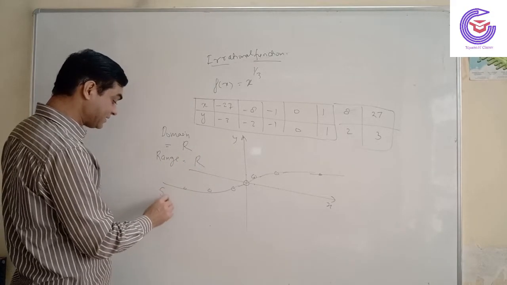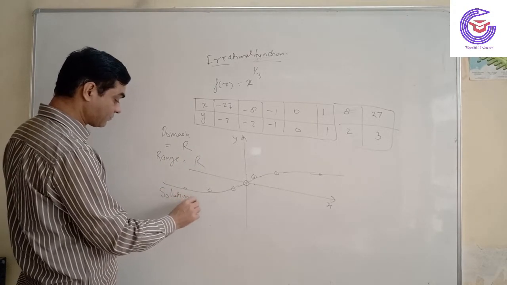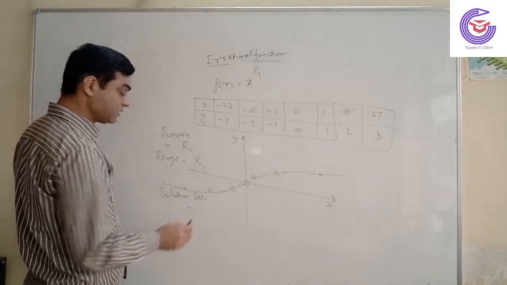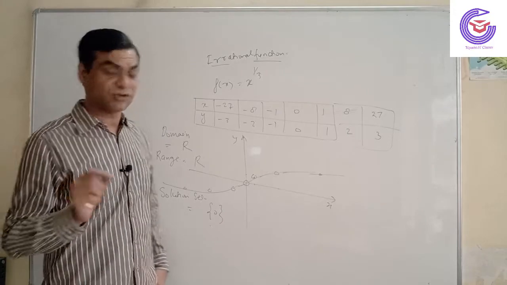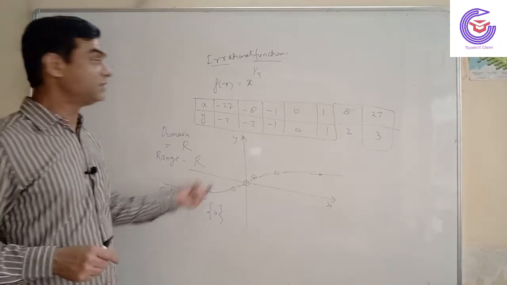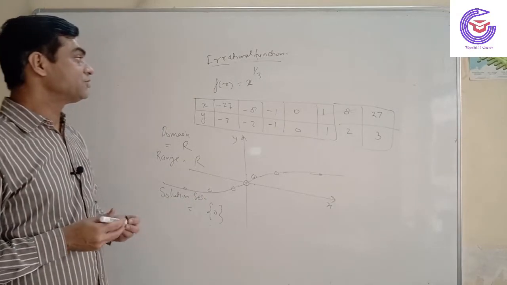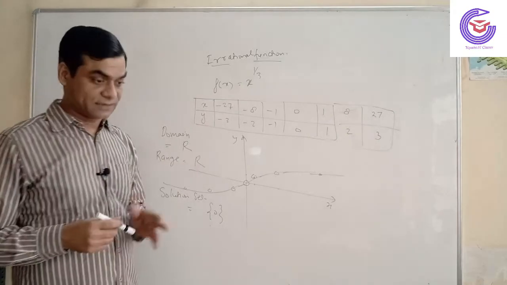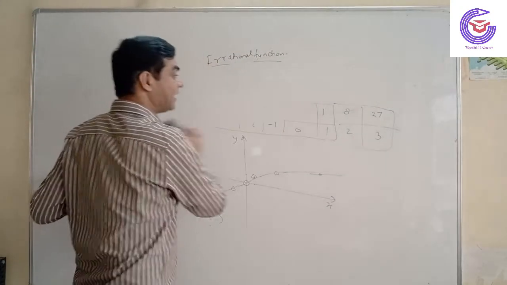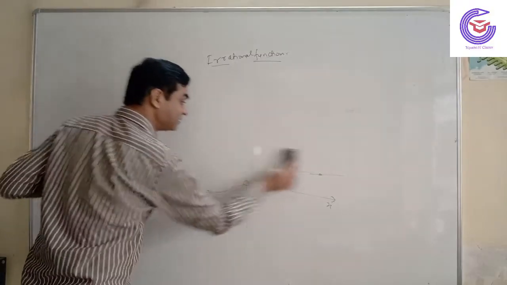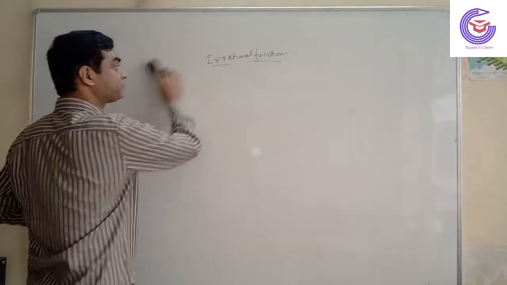And in this case the solution set is again only 0, because only when you put x equal to 0, y is coming as 0. So in a similar manner you can plot other irrational functions. So I'll make one comparison part, which is also very important.